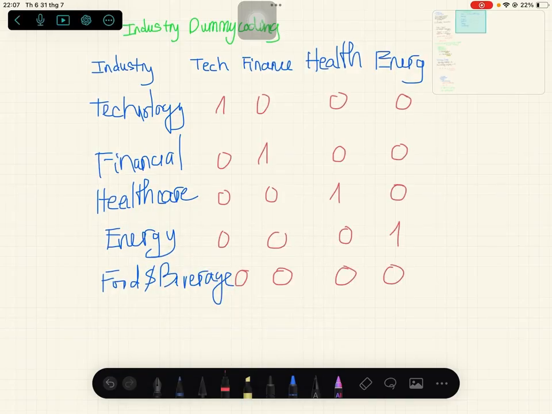Let's look at the coding. For a technology company, the technology dummy equals 1, and the other industry variables equal 0. For a financial company, the financial dummy equals 1, and everything else equals 0. The base category, food and beverage, has all dummy variables equal to 0. This means the regression intercept represents the expected value for the base group. Then each dummy coefficient measures the difference compared with that base group. This is the key interpretation.